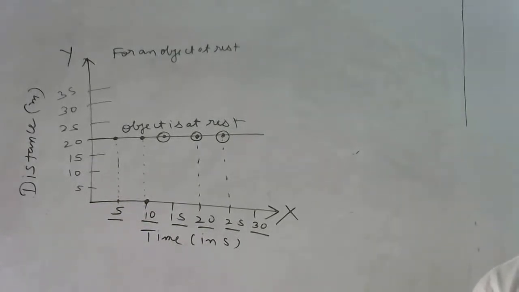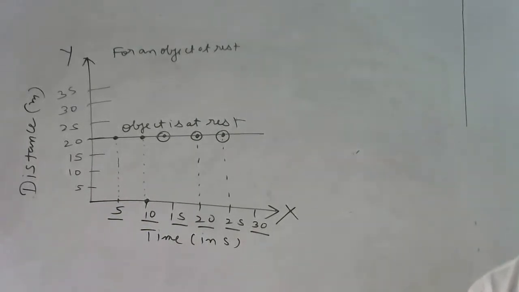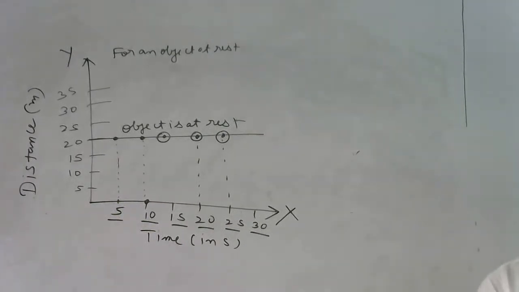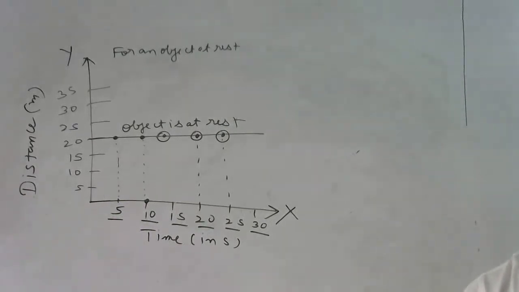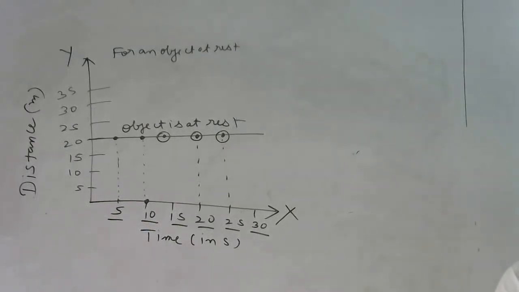Then next, in this you write points. Make points and write, everybody. The distance time graph is a straight line parallel to the time axis.